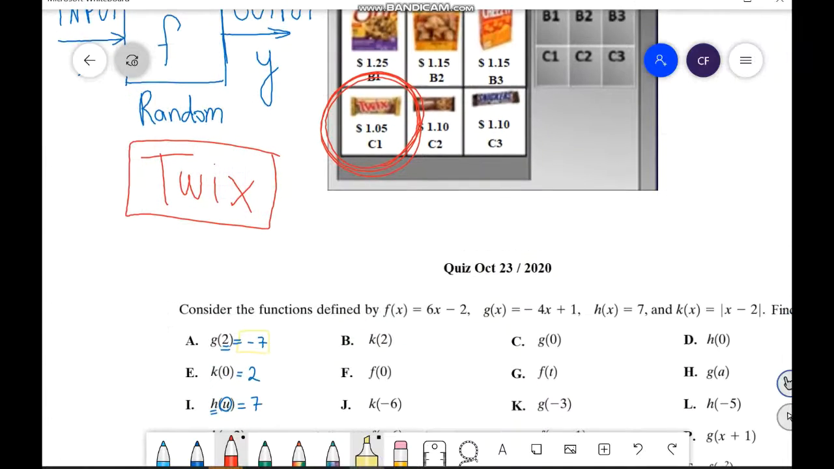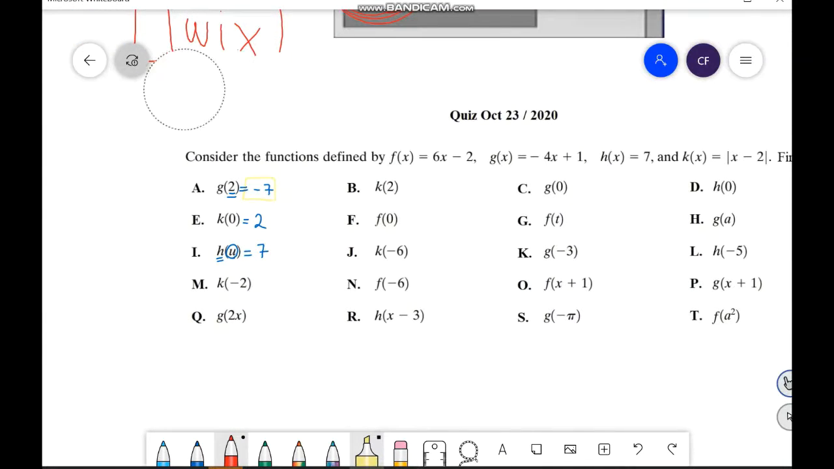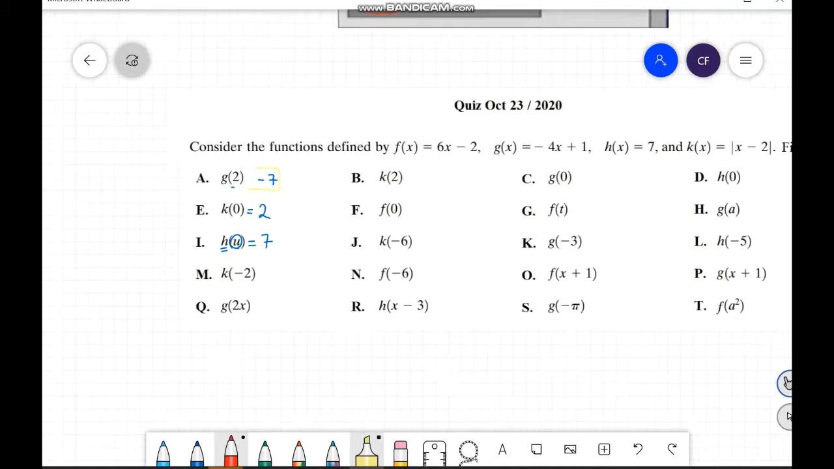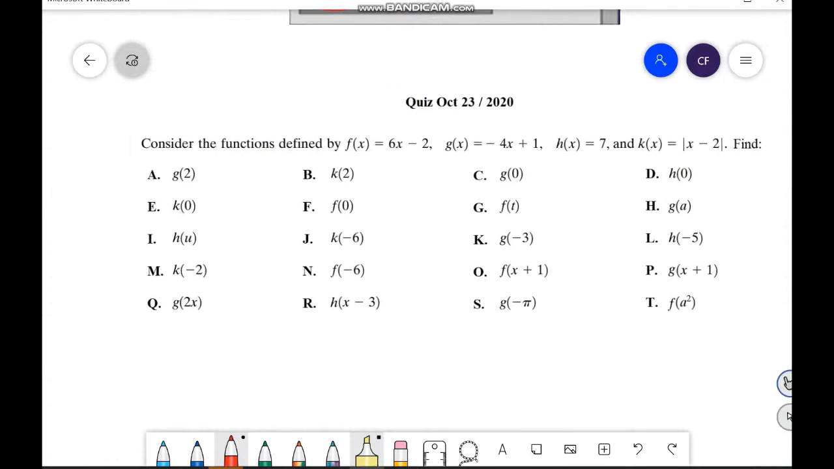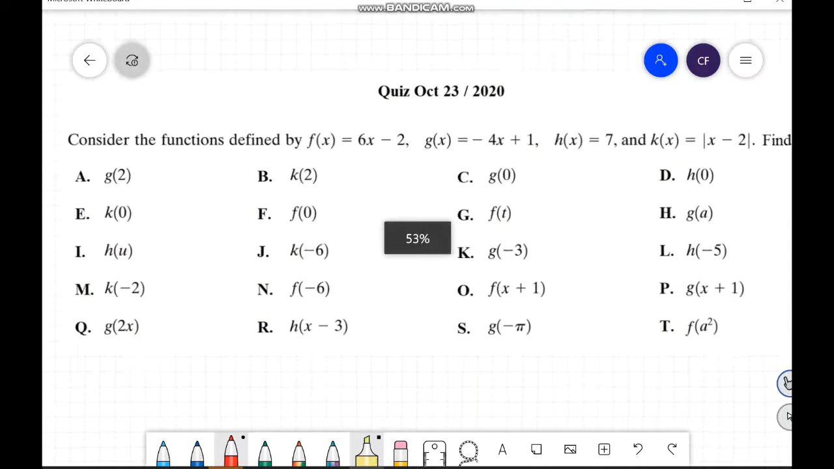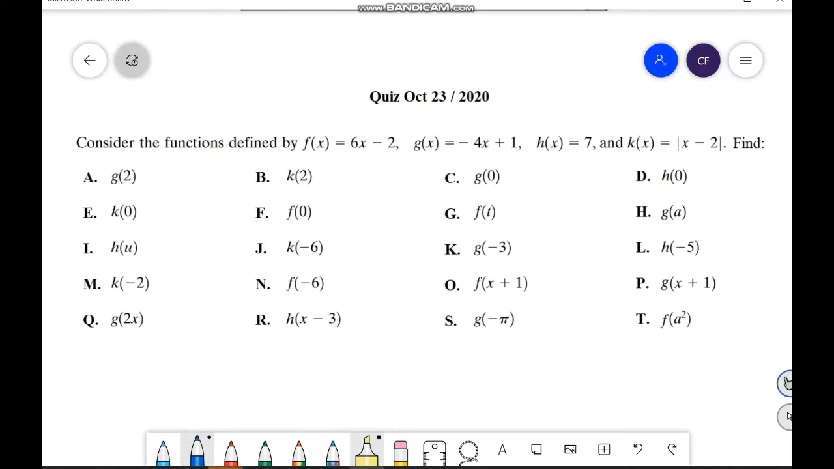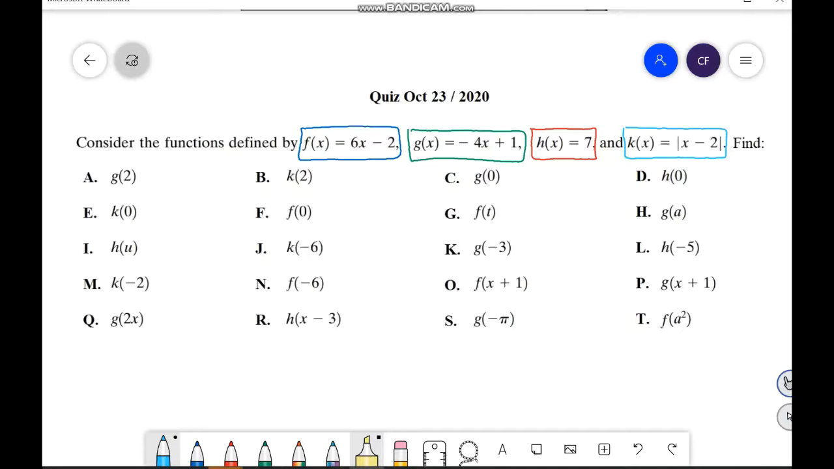And the quiz is here, down here. Check it out, this is the quiz, and we have a few functions here. Consider the functions defined by. We have the function f of x equals 6x minus 2. We have function g of x equals negative 4x plus 1. And we have function h of x equals 7. And we have the function k of x equals absolute value of x minus 2.